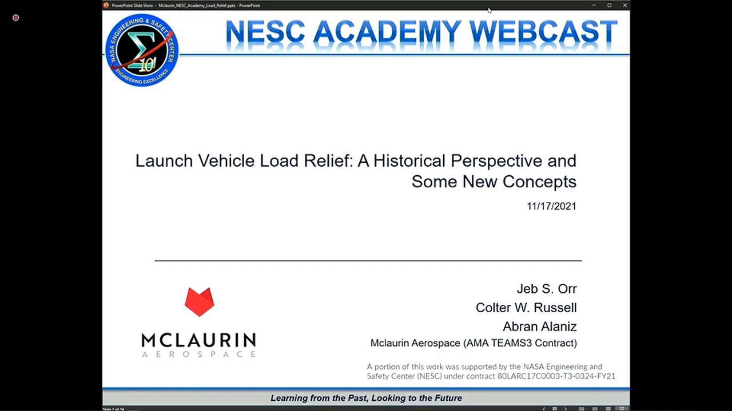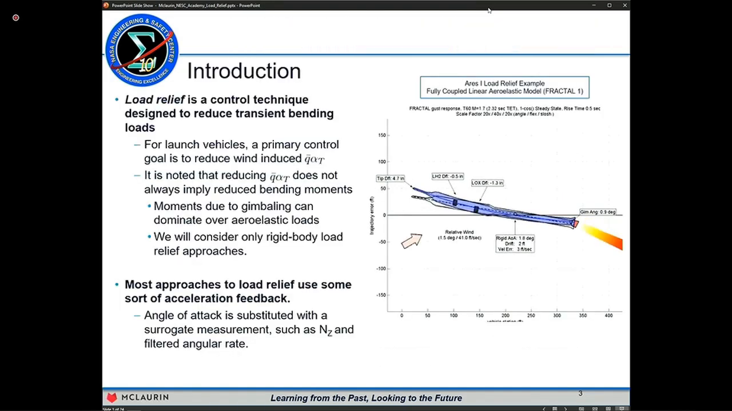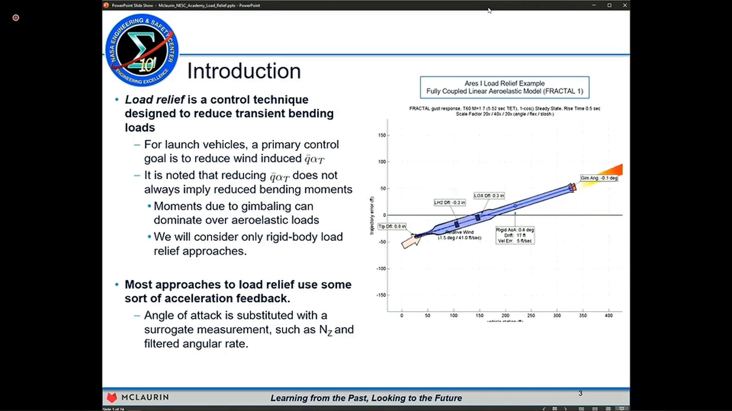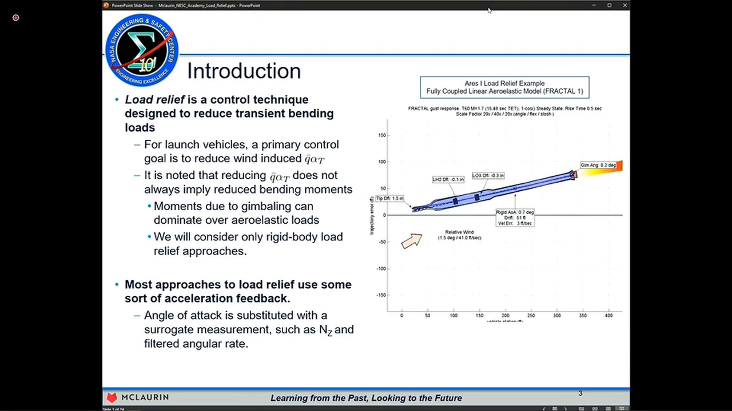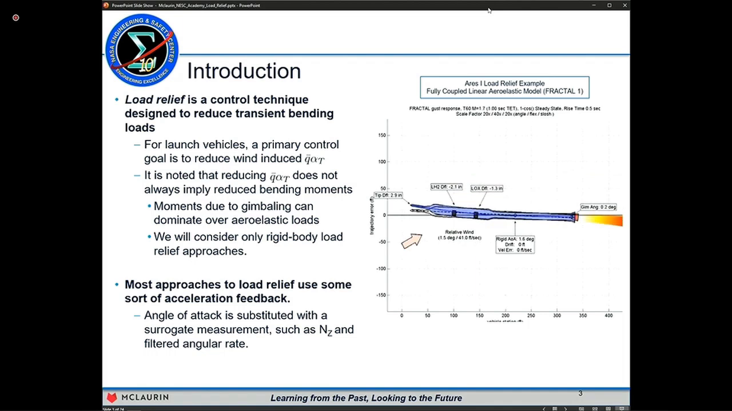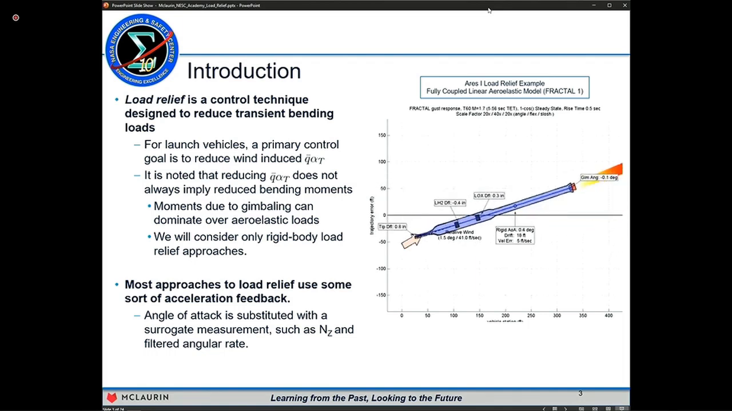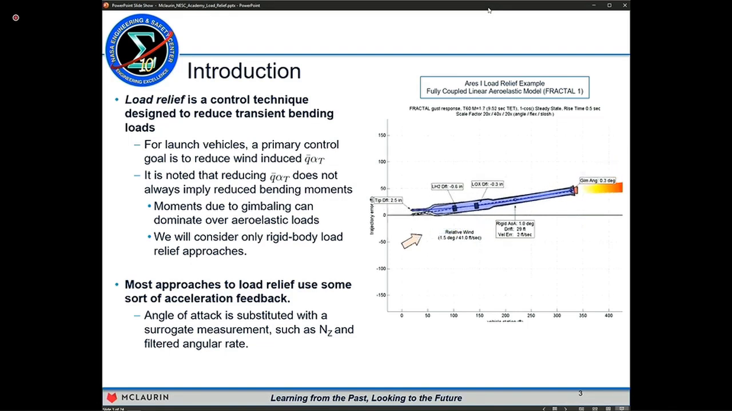Okay. So launch vehicle load relief, the idea is to reduce primarily transient bending loads on the vehicle. And in order to reduce transient bending loads, as control designers, we use rigid body load indicators as a surrogate or a metric to model the response that we would get from a full bending moment-based load metric.